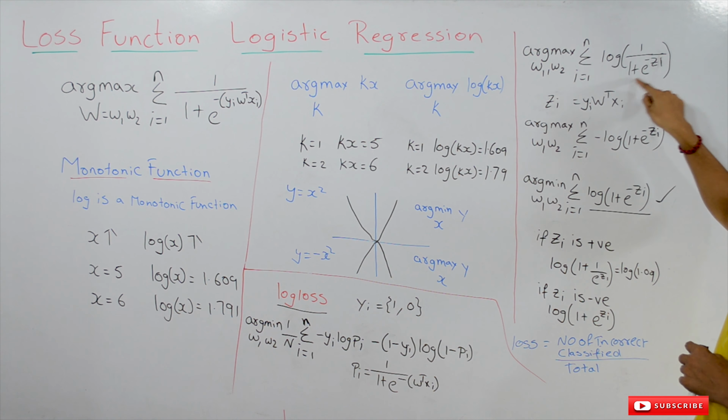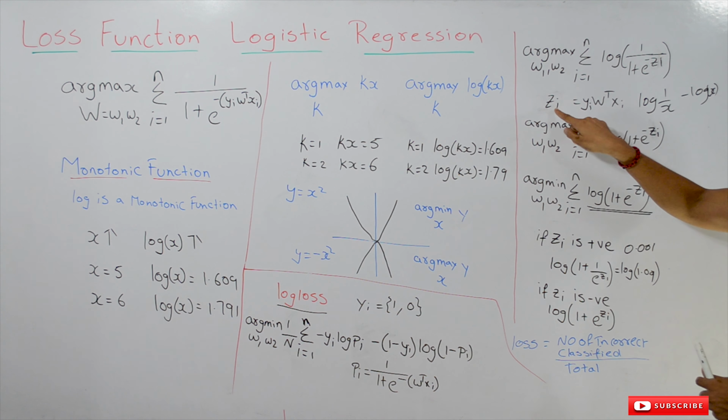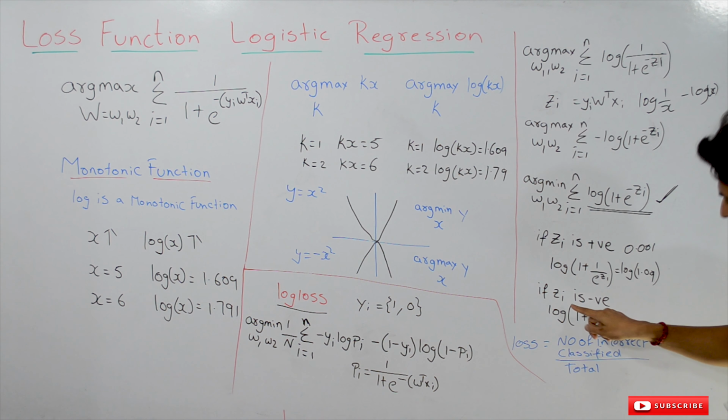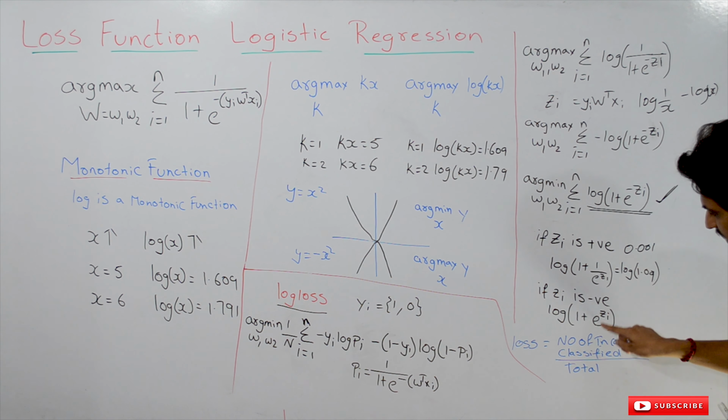What happens if our point is incorrectly classified? Incorrectly classified means zi is a negative value. So log of 1 plus e power minus of minus zi. Zi is a negative value, so the minus will get cancelled and we will be left with e power zi. So e means 2.71.